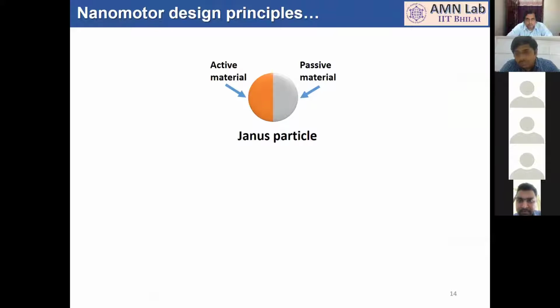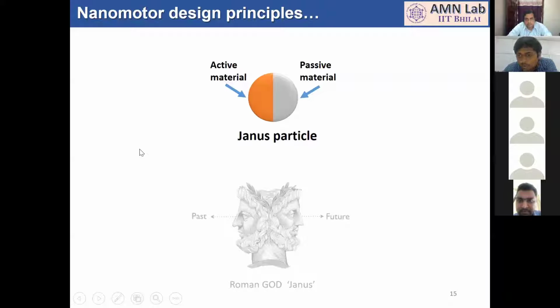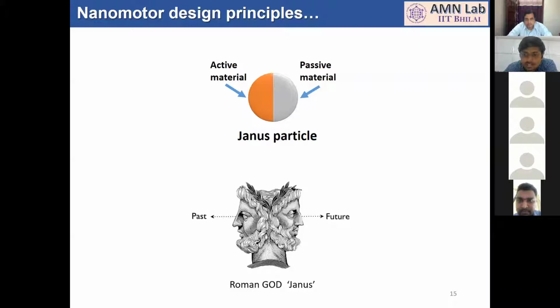Janus particle means a particle that has two different materials on different sides. Suppose a chemically active material is on one half side and a passive material on the other half side. We call it Janus after the Roman god Janus, who had two similar faces pointing in opposite directions. So here, this side is the chemically active and this is the inactive material.